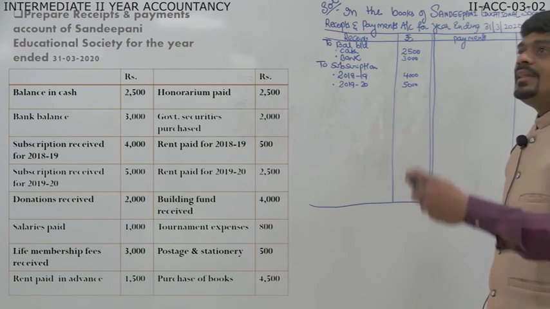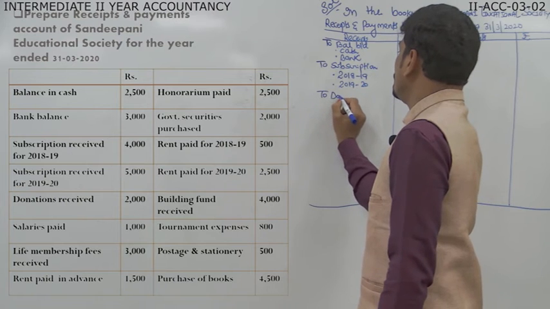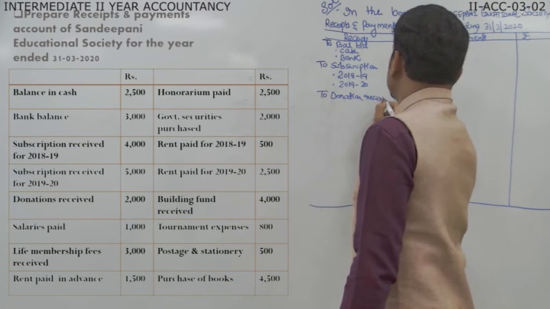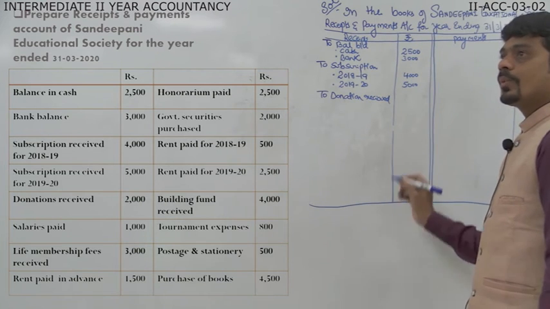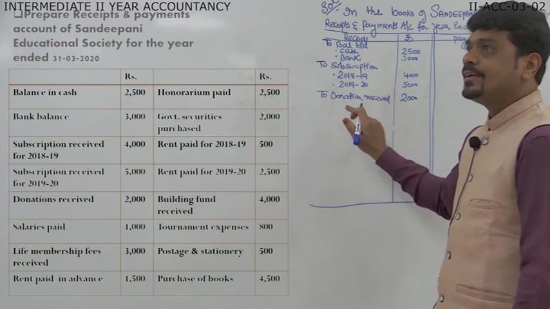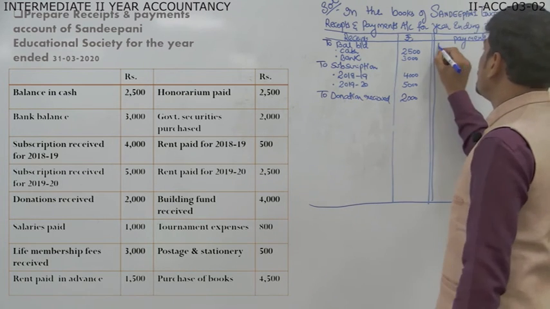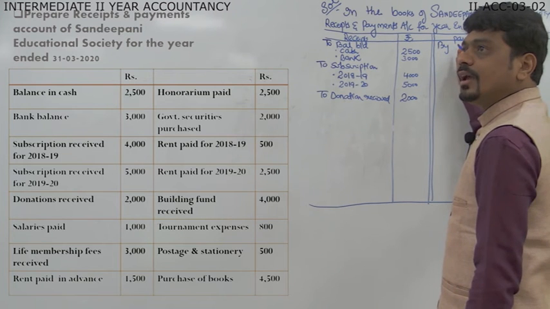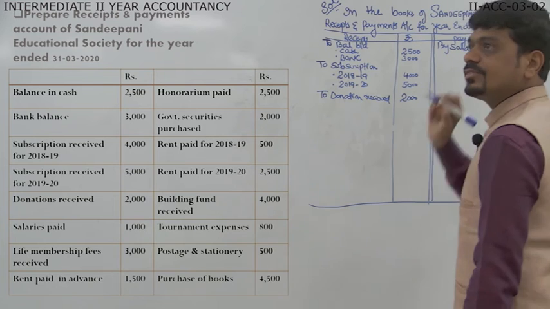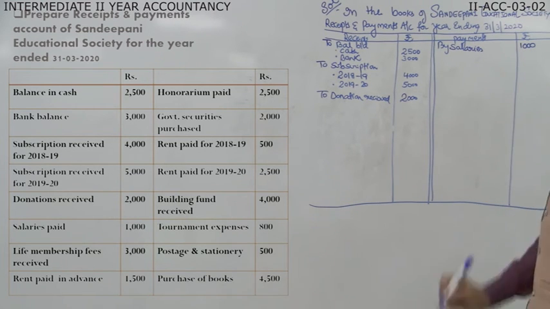Then they gave donation received. What is donation received? A receipt. So to donation received, 2,000. If they were telling donation paid, then it would be a payment. Then salaries paid. Salaries paid are expenditure, that is a payment. By salaries, the amount is 1,000.